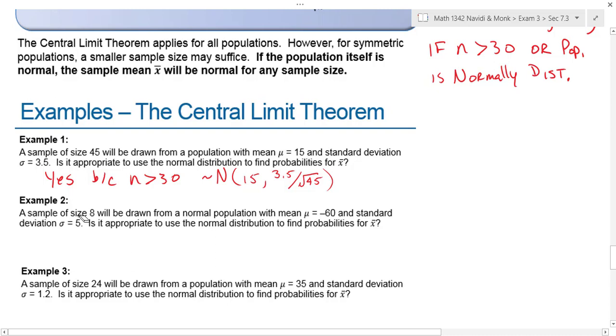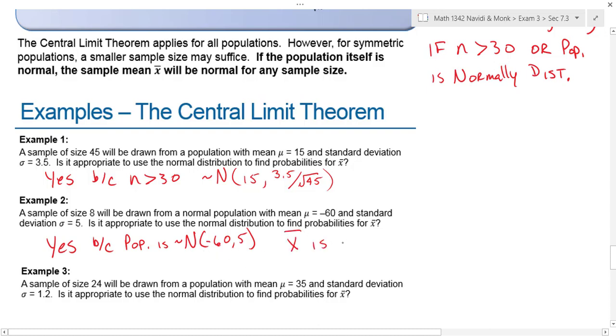Example 2. A sample of size 8 will be drawn from a normal population with mean equal to -60 and a standard deviation of 5. Is it appropriate to use the normal distribution to find probabilities for x bar? Yes or no? Even though your sample is small, because the original population is normally distributed, we can use the Central Limit Theorem. This is the distribution for the original population.